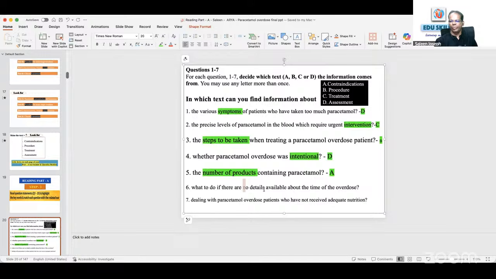No details available. Where do you take their details? Assessment, right? You ask for the details in the assessment, right? Yes.